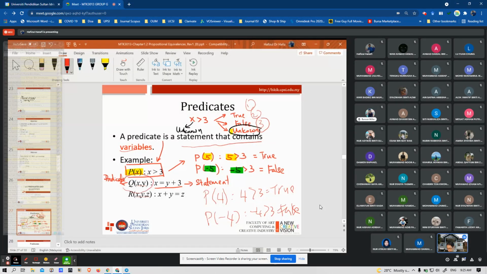You need to have the predicate, a predicate that contains the variable. It contains the variables x and y, and then x is equivalent to y plus 3 is the statement. The left hand side is the predicate, the right hand side is the statement. The predicate can also have more than one variable, x, y, z, and so on. Then x plus y is equivalent to z. A predicate must contain a variable.